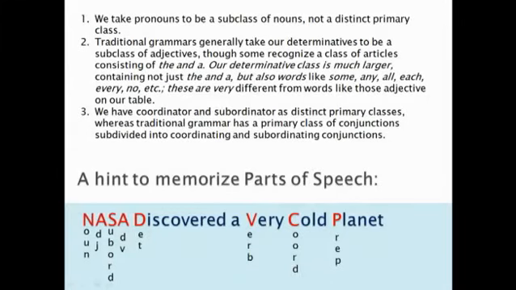Now, to memorize these 8 parts of speech, there's a hint. I don't want you to take it so seriously, but there's a way to memorize it. It's the sentence in the lower part of the slide: NASA discovered a very cold planet. With these initials, you can somehow memorize better the word classes or the parts of speech. Now, noun, adjective, subordinator, adverb, determiner, verb, coordinator, and prepositions.